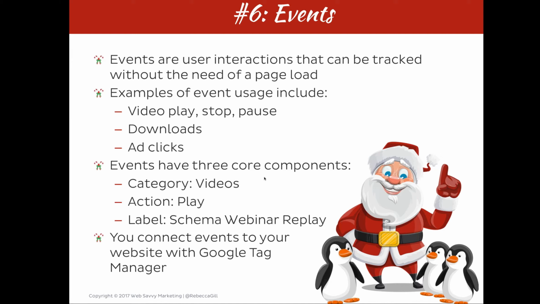Events can start looking at video plays, stops or pauses, downloads of files that don't have thank you pages, ad clicks. You're going to have 3 core components when you set up an event. You're going to have a category, an action, and a label. Examples would be categories: videos. The action that you want to record is play, and you want to label it so you know what they're playing, and I've labeled it schema webinar replay.